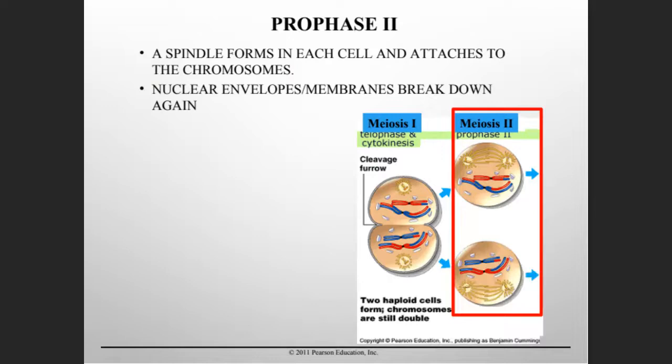So spindle fibers form from each cell and attach to the chromosomes, right? Because you haven't got rid of all that nuclear envelope. The nuclear envelope and membranes break down again because you've got to get access to it. So here's meiosis 1. You have these 2 daughter cells that are haploid, but the sister chromatids are still connected, right? So now you jump right into meiosis 2. Prophase 2, the nuclear envelope still breaks down and spindle fibers start to arrange.